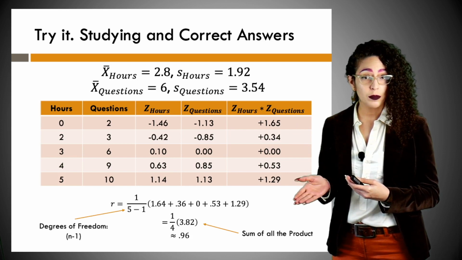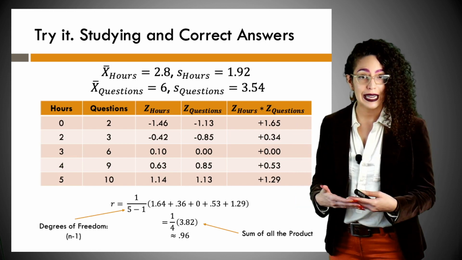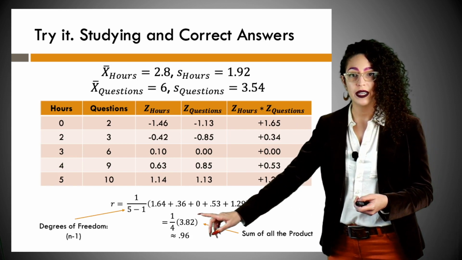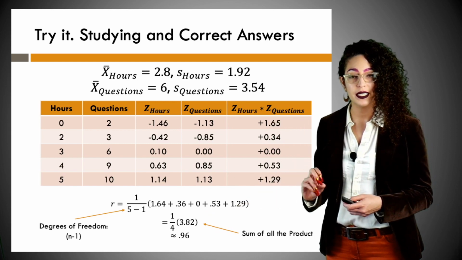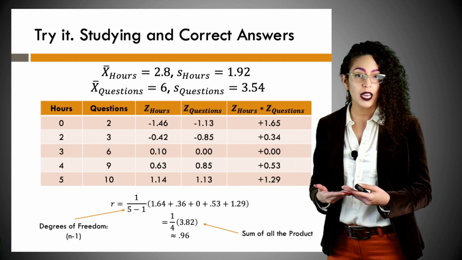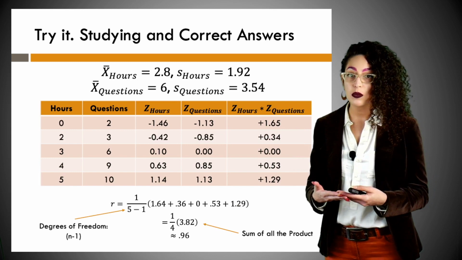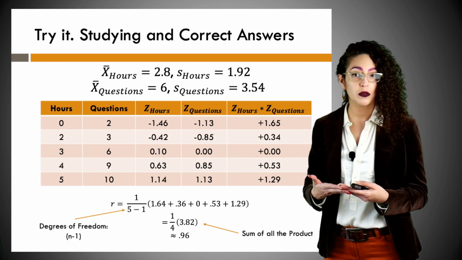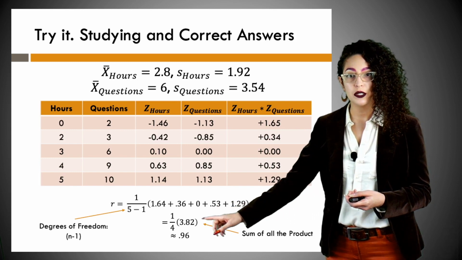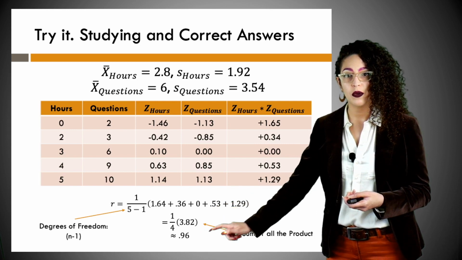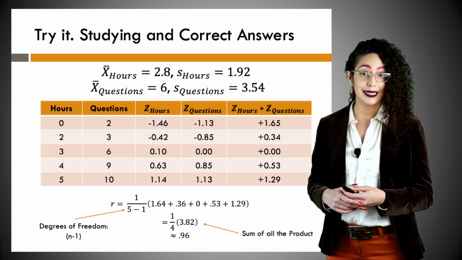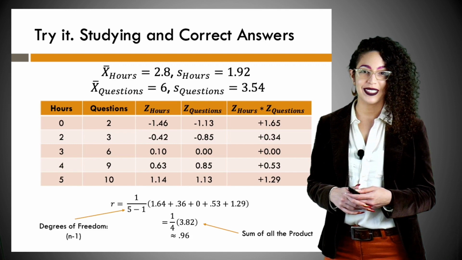These are our cross products, and we are going to take the sum of cross products, which is 3.82. That is what all of these added together equals. And we are going to divide by our degrees of freedom, which is n minus 1. We had 5 people, so 5 minus 1 equals 4. So we do 3.82 divided by 4 equals 0.96. What do you think of that correlation?